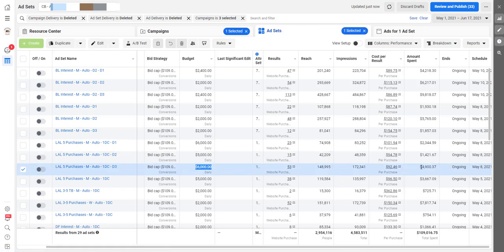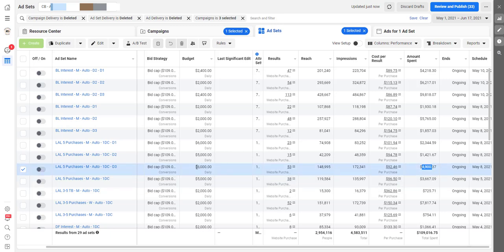However, this ad set only spent $4,900. You can see it was started on May the 8th, and it probably ran for a good few weeks. Maybe not even a few weeks, maybe a week or a couple of weeks. But it only spent just short of $5,000 when that's its daily spend.